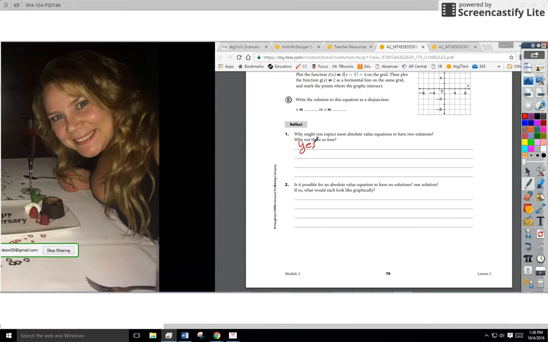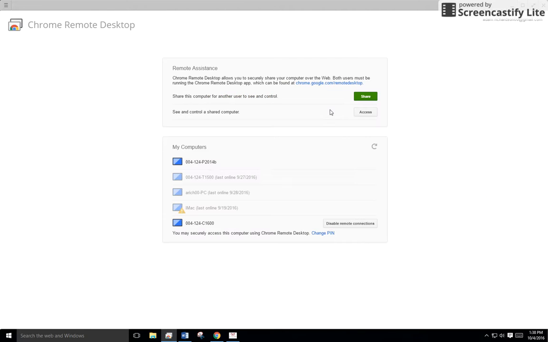we have is one side of the equation is going to be a V, and the other side of the equation is a number. So that V is going to end up being a horizontal line. So that horizontal line is going to intersect that V usually twice. Okay. Is it possible that an absolute value can only have one solution or no solution?